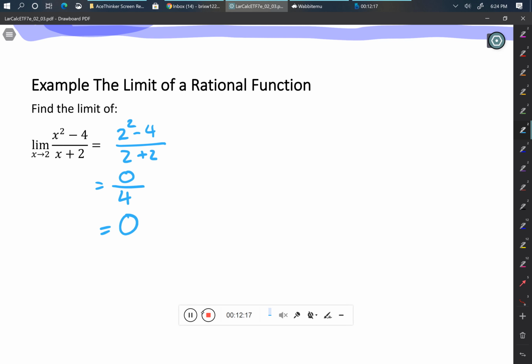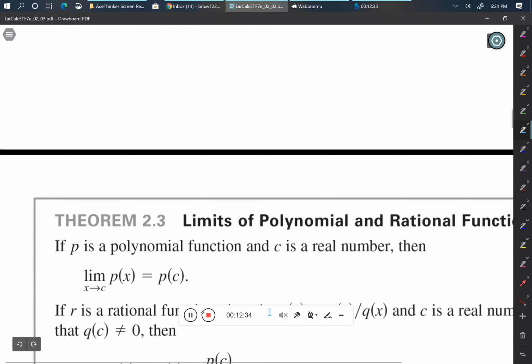So then the limit of x squared minus 4 over x plus 2 is 0. Direct substitution, and I'm done. I don't need to do anything fancy. I don't need to do anything more than that, because I did direct substitution and it gave me a valid answer. It gave me a numerical answer. And when that works, it works. That's all I need to do.